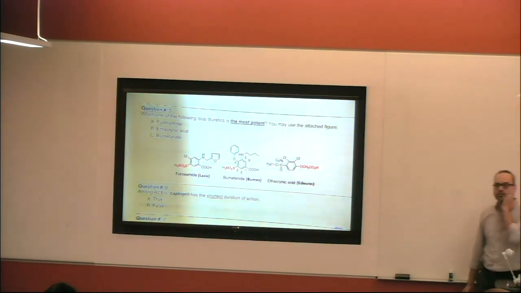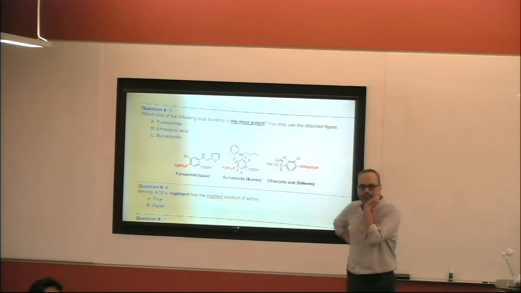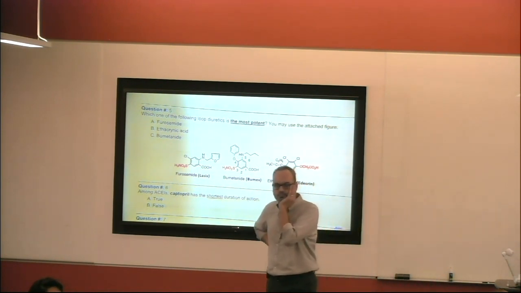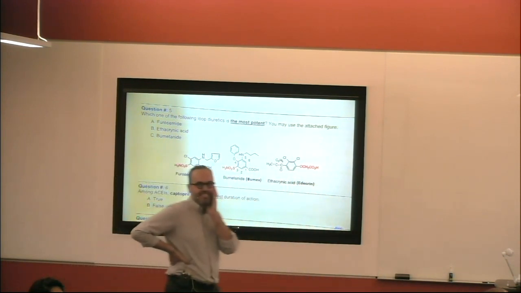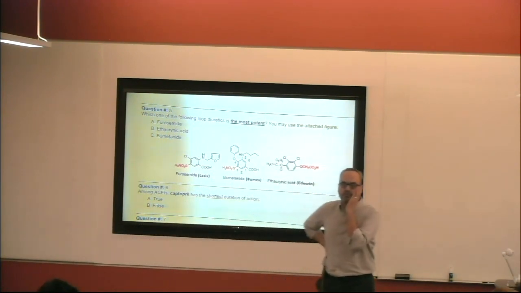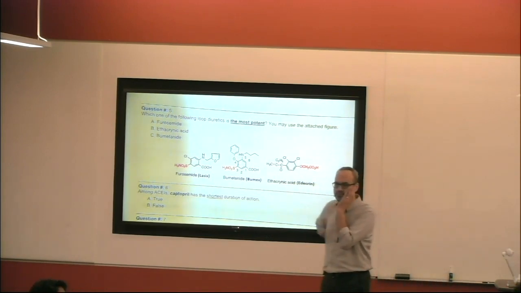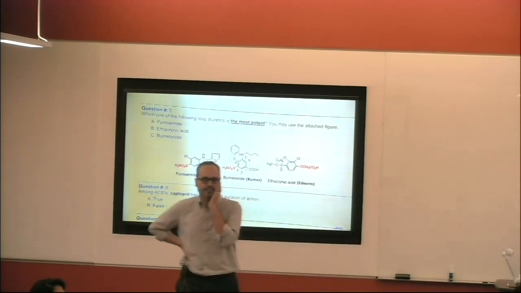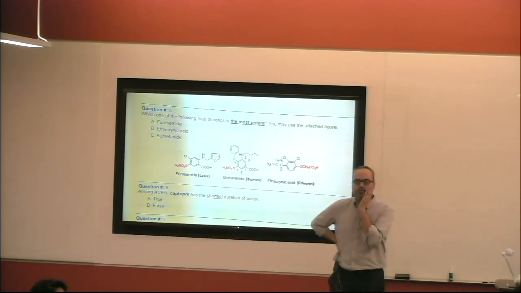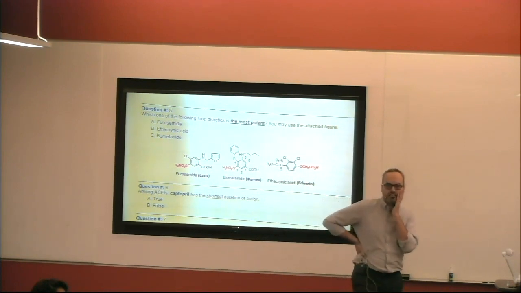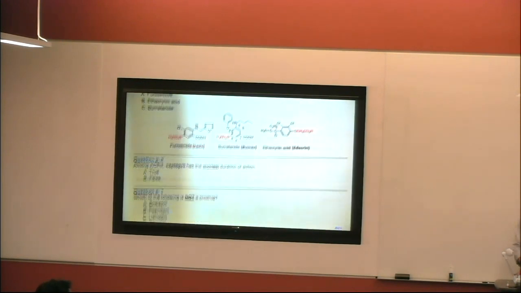Number 5. Which one of the following loop diuretics is most potent? We already answered this before the quiz. Number 6. Among the ACE inhibitors, captopril has the shortest duration of action. True, it is, which is not convenient. It has to be taken 3 times a day.